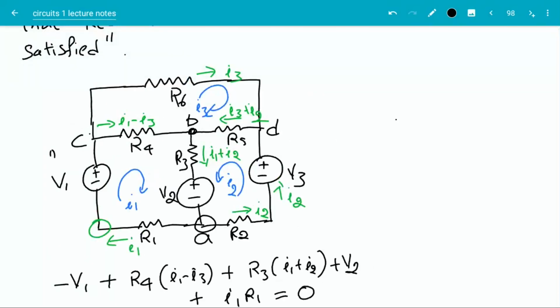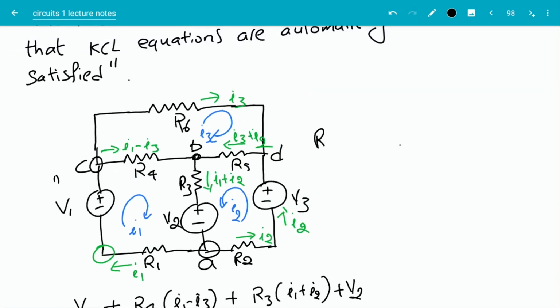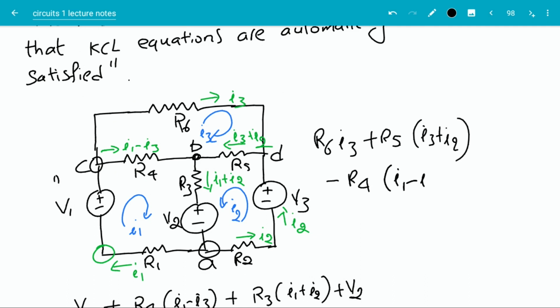Let's write the third KVL equation corresponding to the loop of I3. I'm going to start at essential node C, going clockwise. First, there is a drop of R6 times I3. Then there's another drop of R5 times I3 plus I2. Plus there is an increase of R4 times I1 minus I3, and that should be equal to 0.